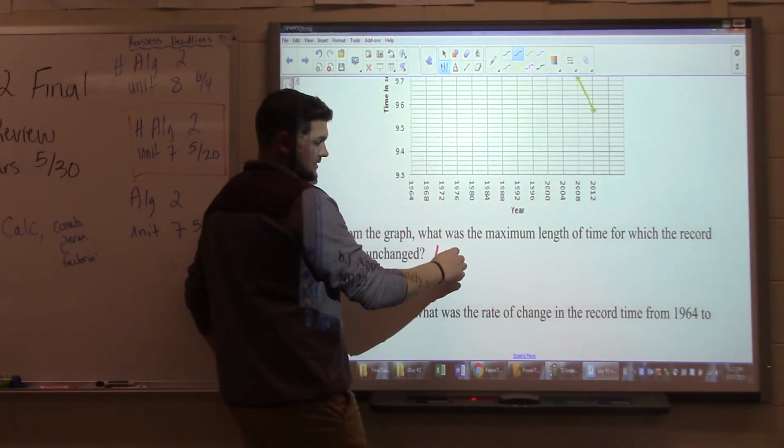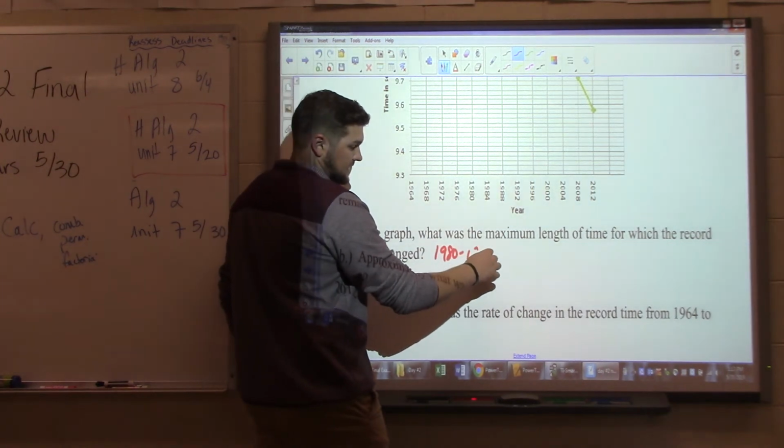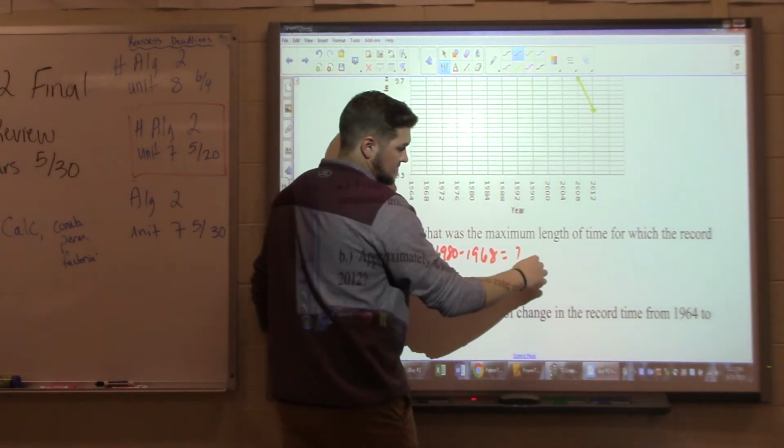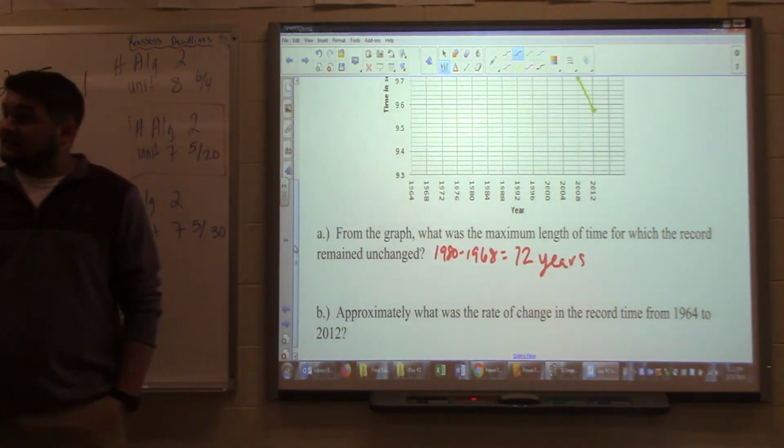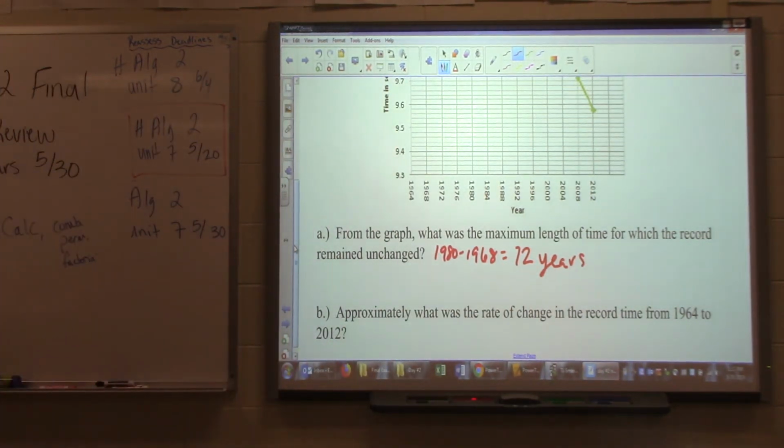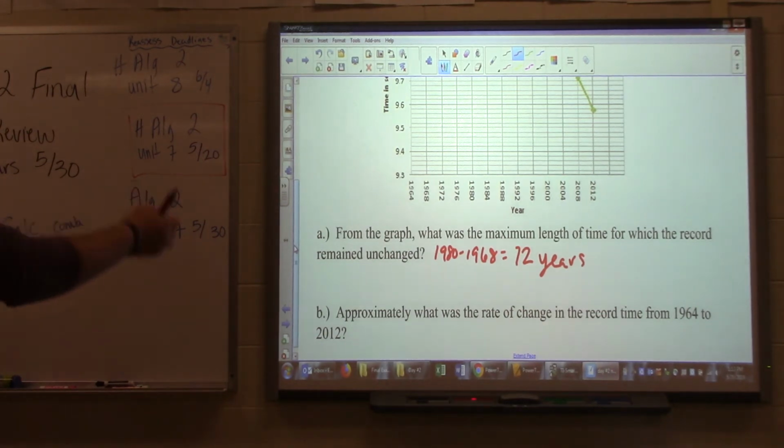So 1980 minus 1968 gives me 12 years. Right? Find that flat part. If it's flat, it's not changing at all. So 1968 to 1980 is a 12-year period.